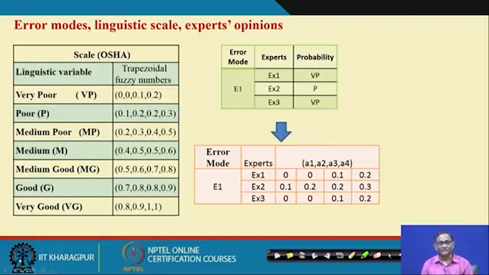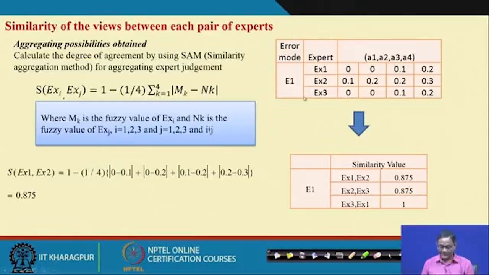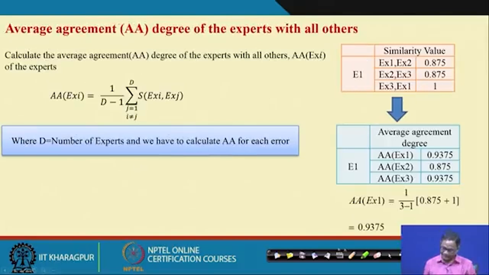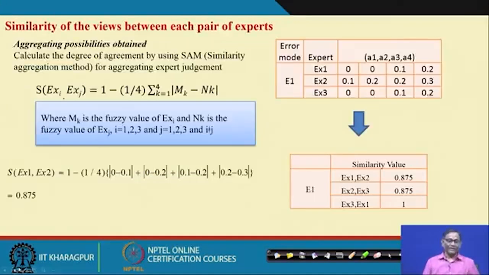Step 1 is this: identify all the error modes. For every error mode, ask the experts to give their opinion. So, for error mode 1, 3 experts' opinions are given. 3 experts' opinion like this. Okay. So, then from the fuzzy scale, you found out these values. This is the first. Second one.